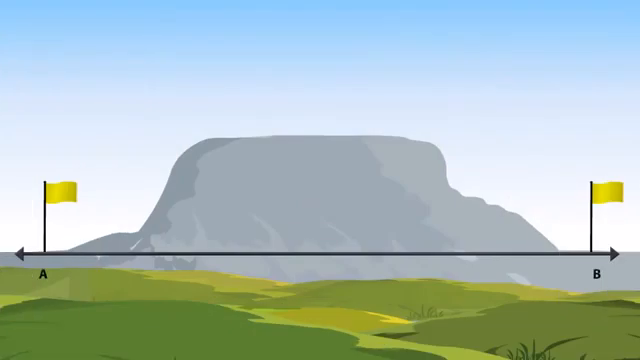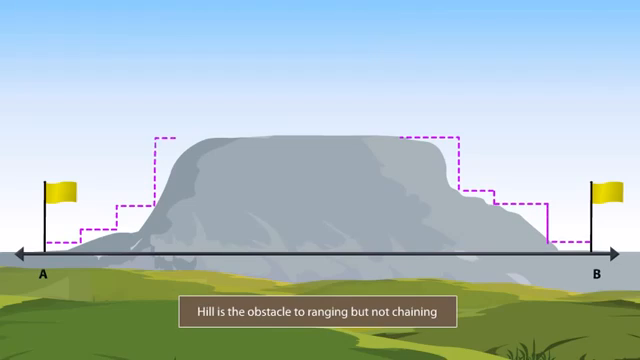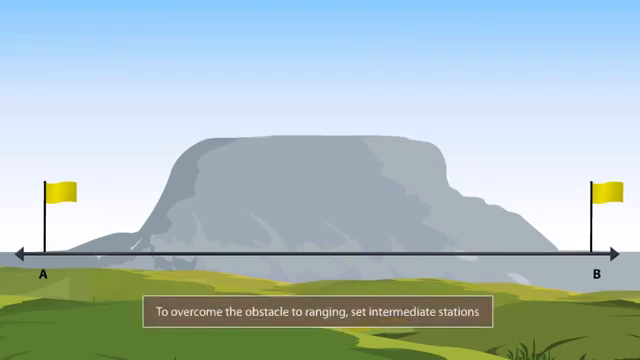Let's say you have to measure the horizontal distance between points A and B which are separated by this hill. These stations are not intervisible because the hill is the obstacle to ranging. Note that there is no obstacle to chaining as you can carry out stepping on the slopes of the hill. To overcome the hill as an obstacle, set stations C and D between A and B.